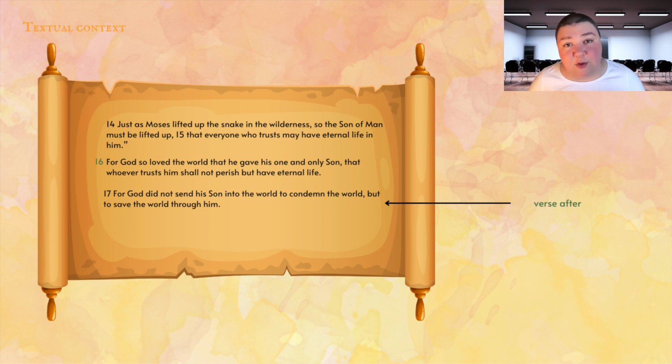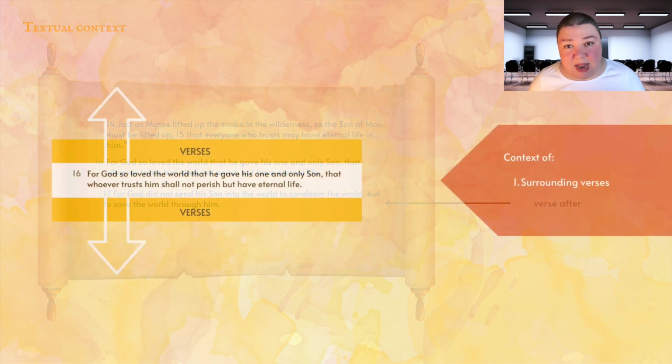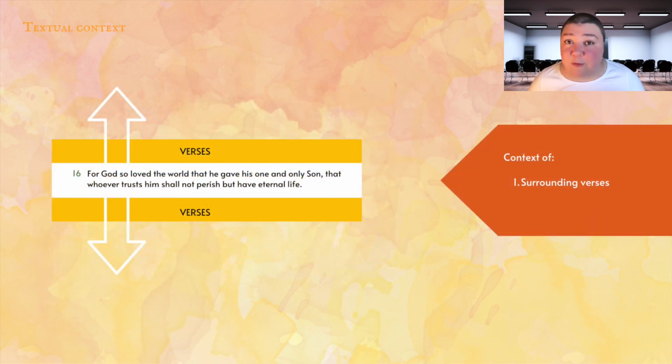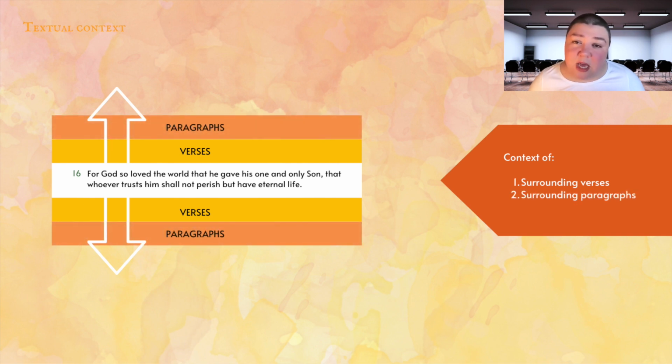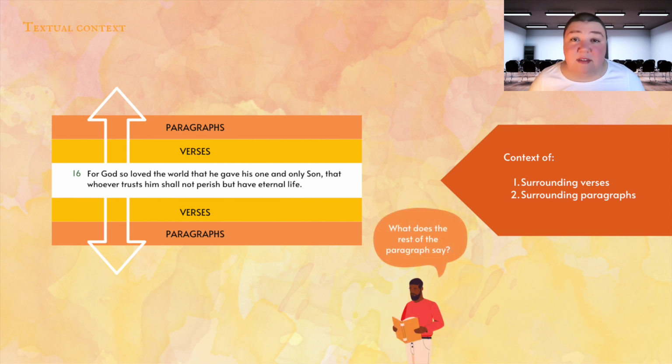And the verse after, verse 17: "For God did not send his Son into the world to condemn the world, but to save the world through him." All right, now we've looked at what comes directly before and directly after verse 16. Now we zoom out a bit. We take another step back to get a better view. What does the rest of the paragraph say?